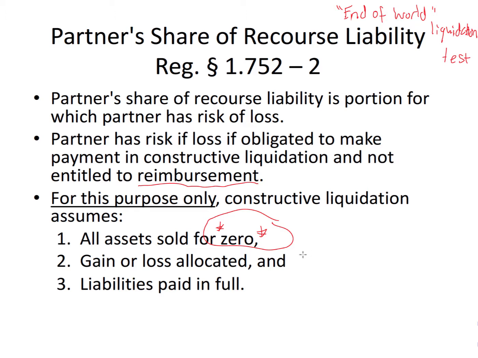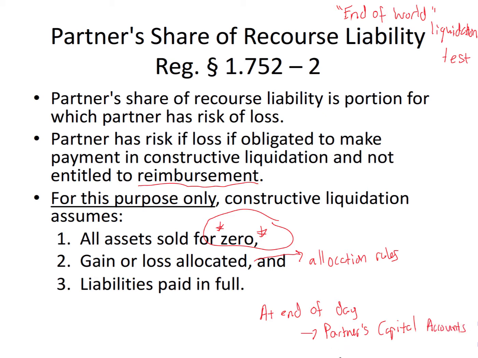So the next step is we allocate gains or losses, and we do that according to our allocation rules, which we've already learned. And then the partnership liquidates and liabilities are paid in full. That's what this all assumes. And at the end of the day, you look at the partner's capital accounts. And in terms of the deficit restoration, it's what partners have to make up.